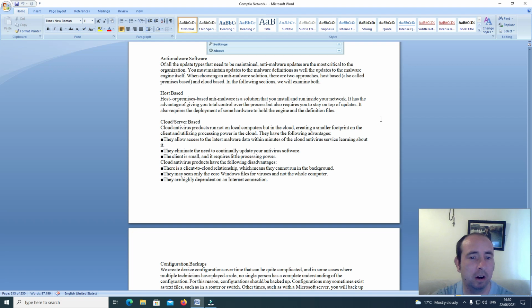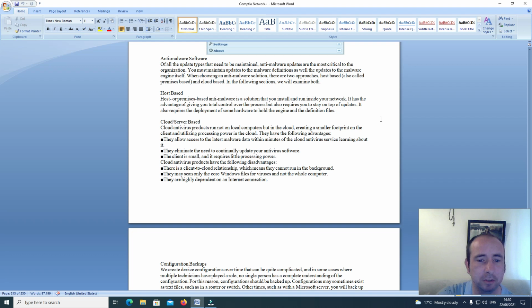Anti-malware software. Of all the update types that need to be maintained, anti-malware updates are the most critical to the organization. You must maintain updates to the malware definitions as well as updates to the malware engine itself. When choosing an anti-malware solution, there are two approaches: host-based, also called premise-based, and cloud-based. In the following sections we'll examine both.